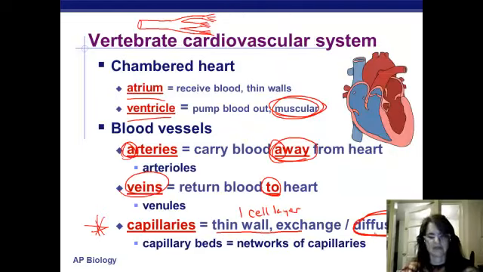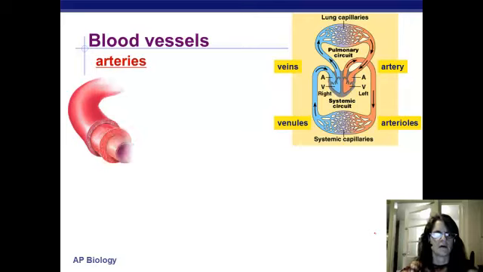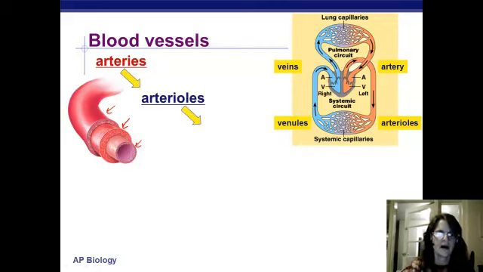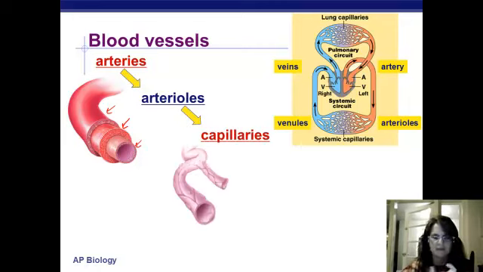A capillary bed is a network of capillaries. We've already talked about that. So arteries are big, sturdy blood vessels. They have lots of protective covering, a thick wall of muscle and a thin wall of epithelium lining them. Okay, arterioles would be a little smaller, and then you get to the capillaries, which are extremely thin, one cell thick. We just mentioned that.